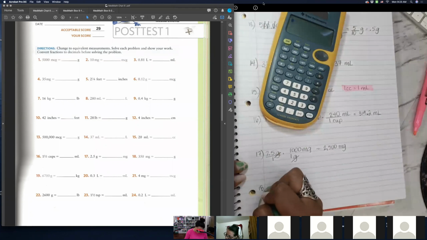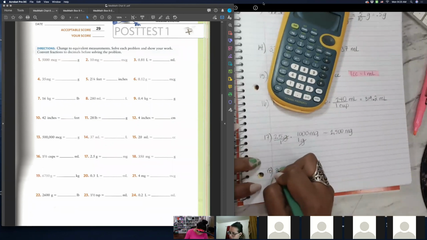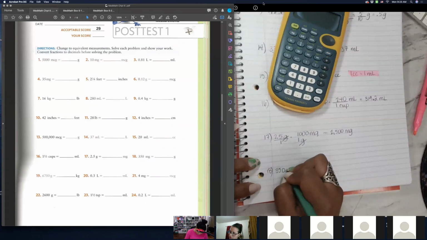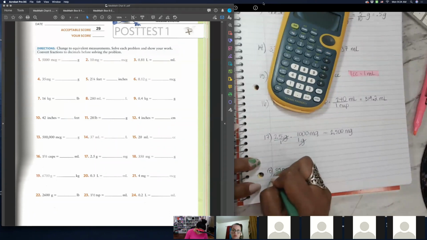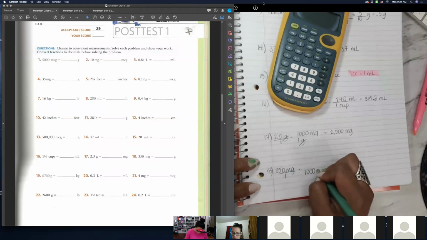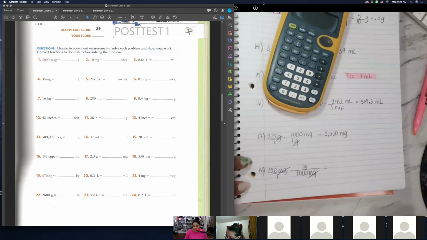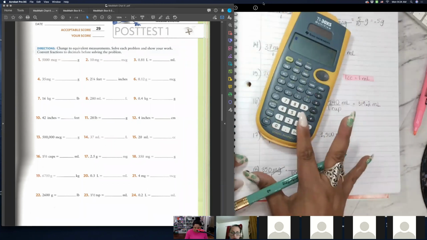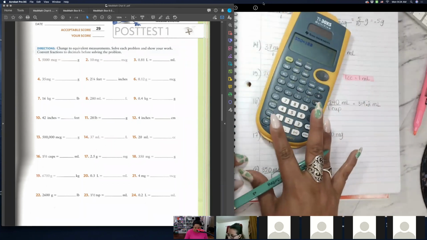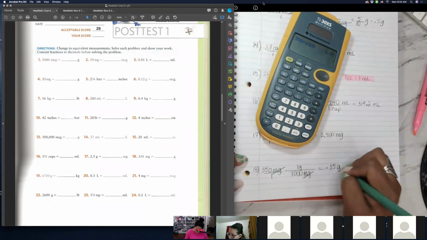Okay, 18. We're converting 350 milligrams to grams. So 1,000 milligrams to 1 gram. Our units of milligrams are going to cancel. And then we just take 350 divided by 1,000. And that's going to give us 0.35 grams.